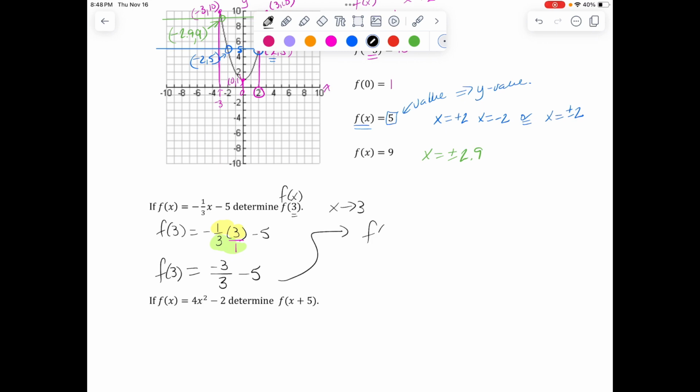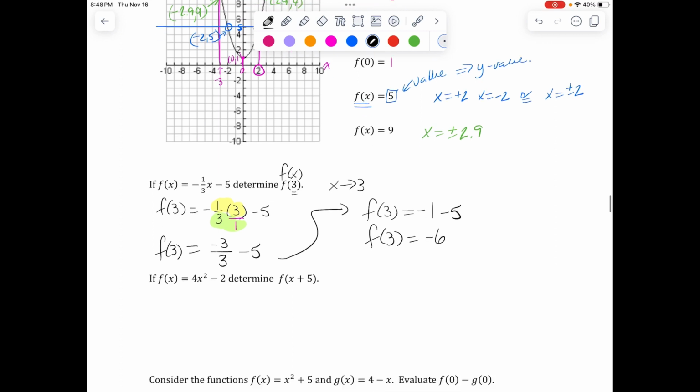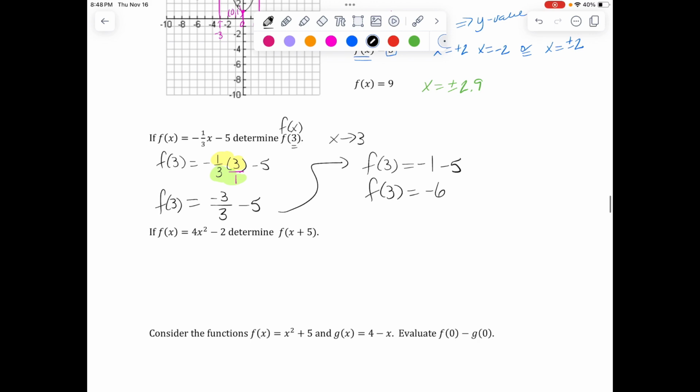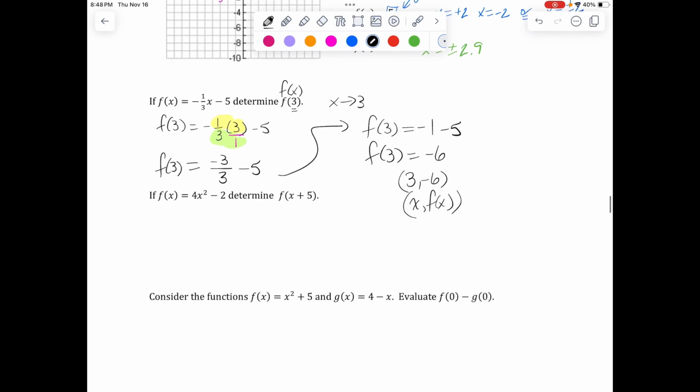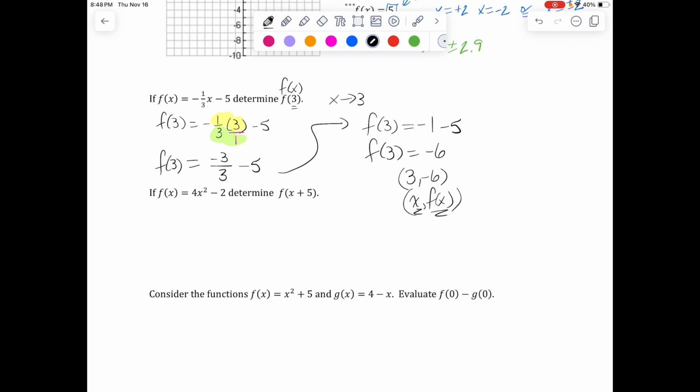I'm just going to rewrite this. We're running out of room here. f of 3 is negative 1. Negative 3 divided by 3 is negative 1, minus 5. So f of 3 is negative 6, right? I take away $1 and I take away $5 out of my wallet. I've taken away $6. I'm spending a lot. I've spent $6, okay? So this means when x is 3, y is negative 6. That's a coordinate, x and f of x, right? When x is 3, the value of the function, the y value, is negative 6.